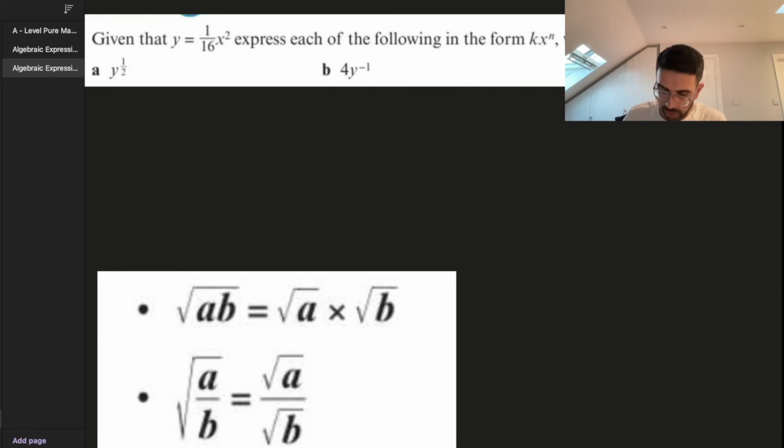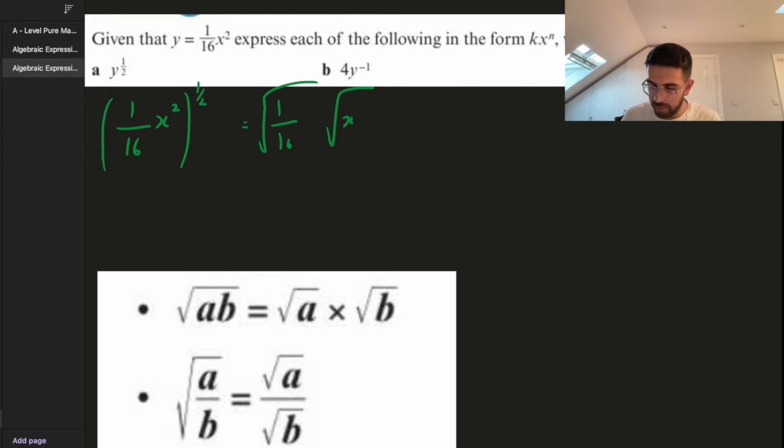All I'm going to do is sub in 1 over 16, I'm going to write the x squared. I could write it on the top, but I'm just going to leave it as it is. And this is to the power half. That's all we want. So essentially, we're just square rooting everything. So if I treat this separately, I'm going to do the square root of 1 over 16 and the square root of x squared. So this is going to give me 1 over 4x. And there's my answer, x over 4.